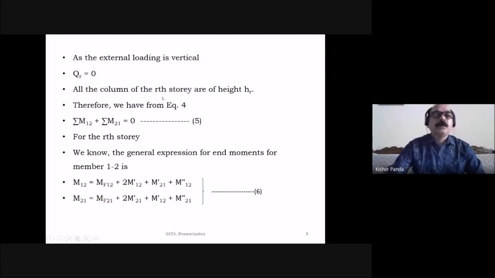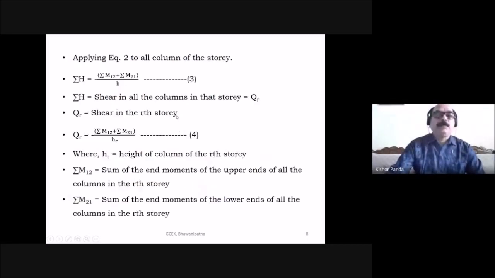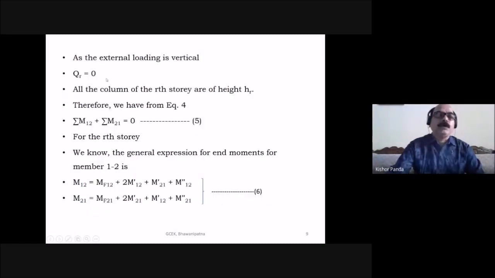So all the columns of the story are of the same height, HR. Therefore, from equation 4, if QR is equal to 0, then the summation of M12 plus the summation of M21 is equal to 0. If QR is equal to 0, then summation of M12 plus summation of M21 is equal to 0. So this is your equation 5.